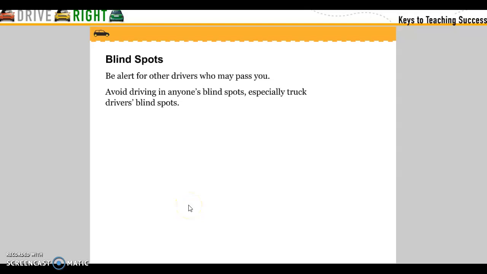Blind spots. Be alert for other drivers who may pass you. Avoid driving in anyone's blind spot, especially truck drivers' blind spots.